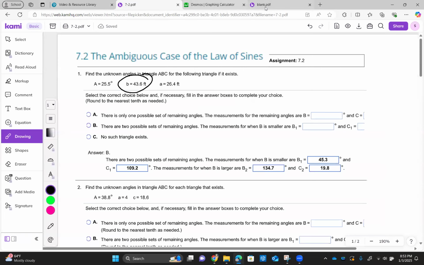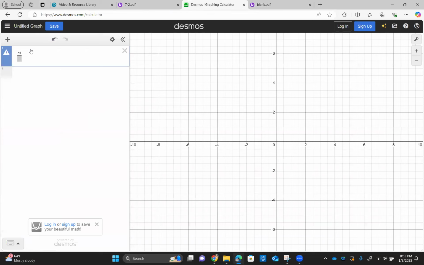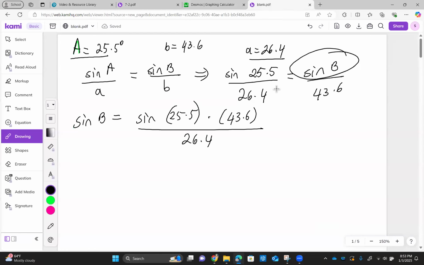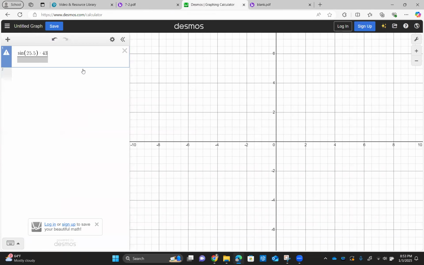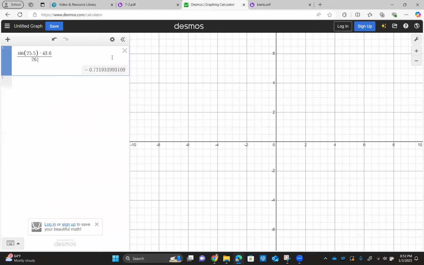Let's find the sine value of the angle B by putting this into a calculator. On the top, we will need sine of 25.5 times 43.6, and then the denominator here is 26.4. So this is the sine value for angle B.